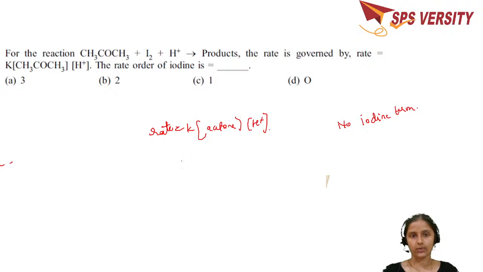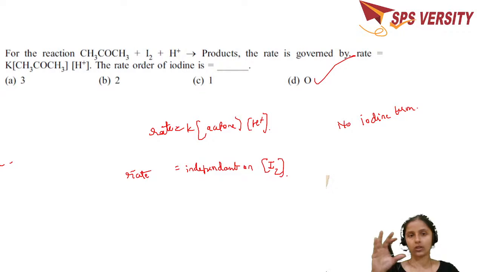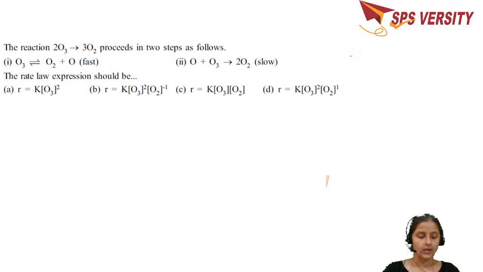So what you can say from this? The rate is independent of the concentration of I2. So with respect to I2, it is a zero order reaction. If the rate is independent of the concentration of that particular reactant, it is called zero order. So varying the concentration of I2, that's iodine, doesn't have any effect on the rate of that particular reaction. That's what we can conclude. Then we have the next one.